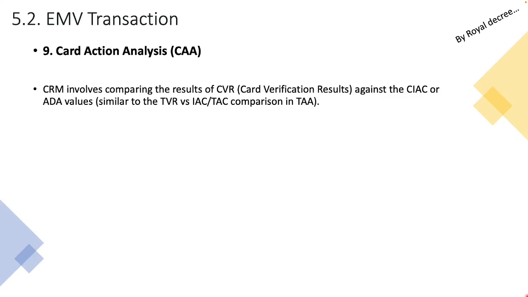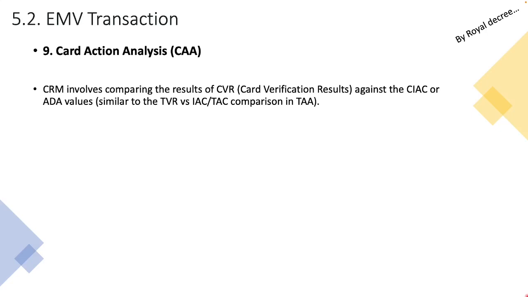So card risk management involves comparing the results of CVR, which is card verification results, against the card issuer action code or ADA values or whatever else it could be. The process is very similar to the one we discussed recently, where we had a TVR, terminal verification results, generated by the terminal, and we compared the conditions present there against the rules on the issuer action codes and the terminal action codes. Same process, except that this is from the card's perspective.